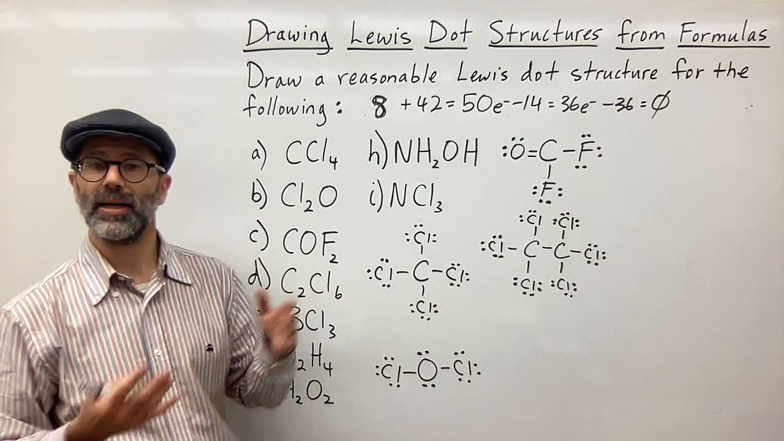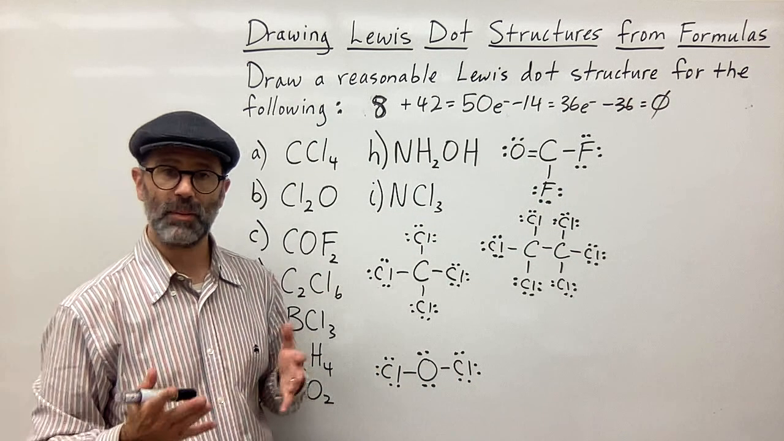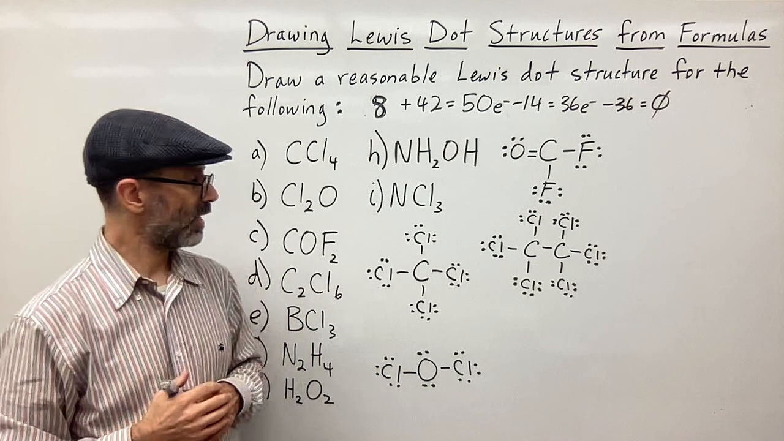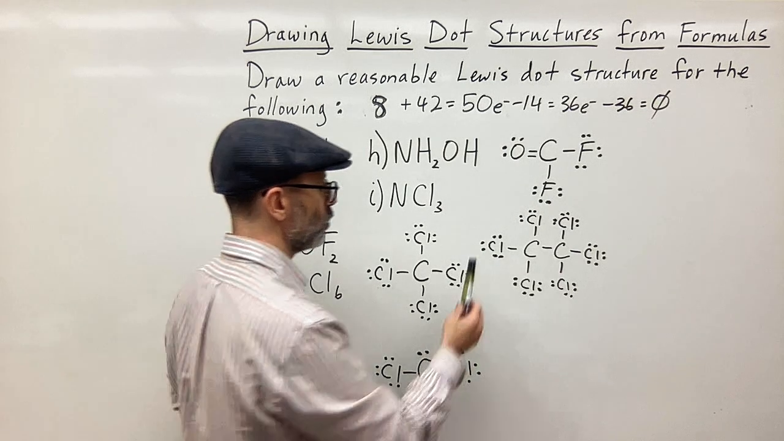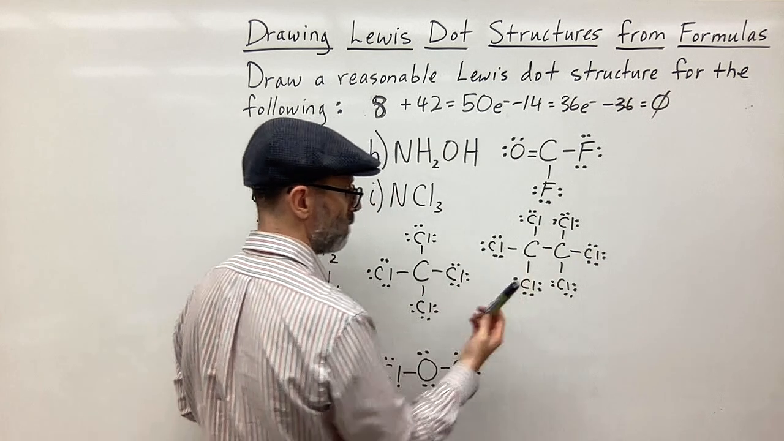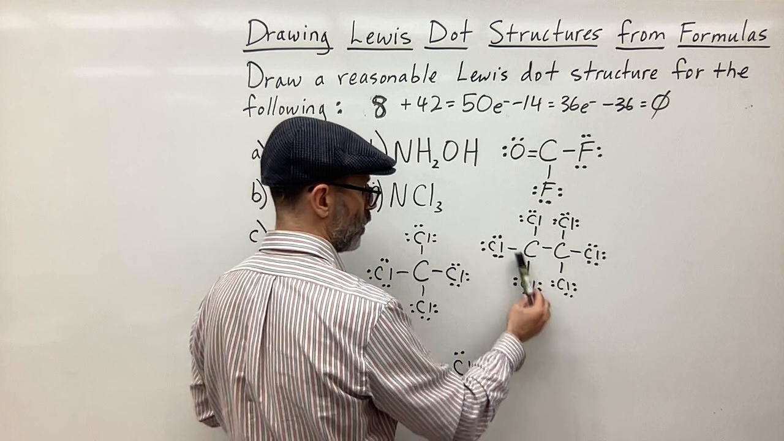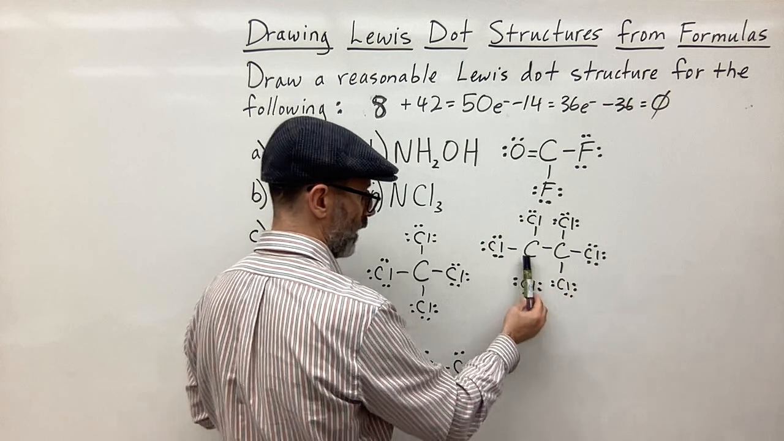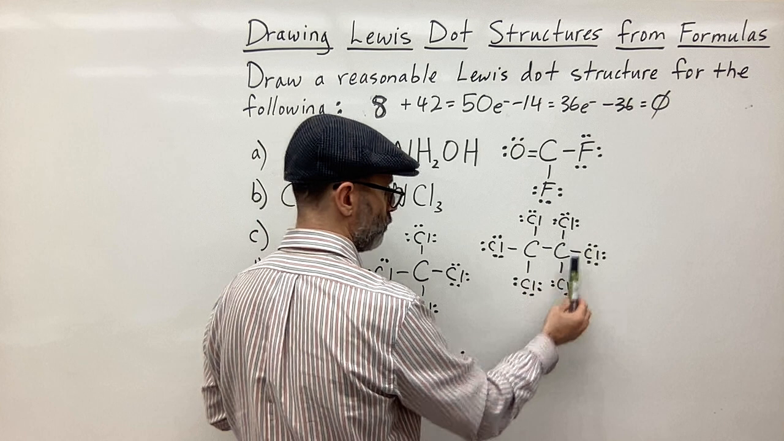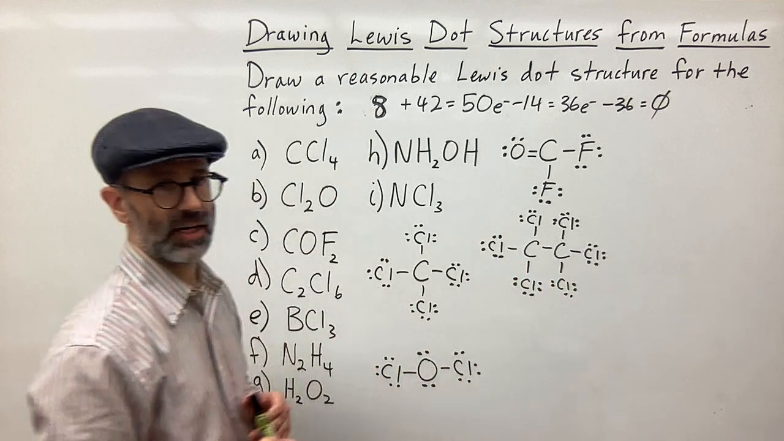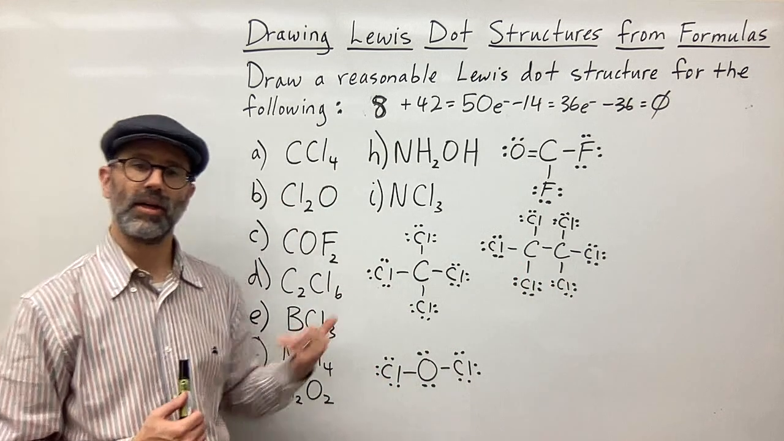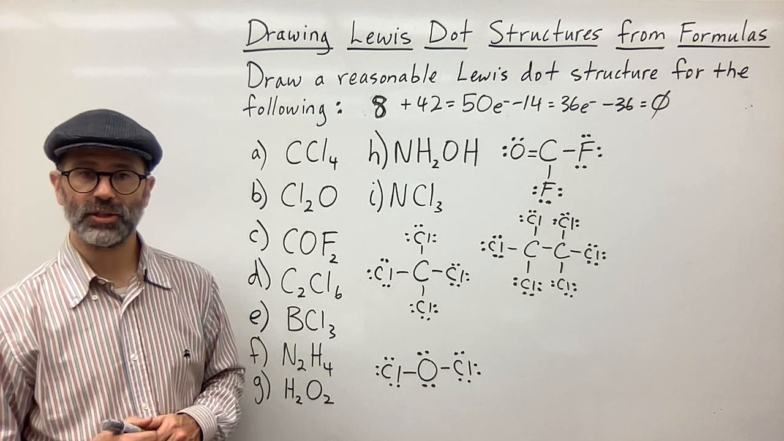At this point, I double check to make sure everyone's happy that needs an octet. So the chlorines all have an octet because we just made that so. Now what about the carbons? The carbons here have 1, 2, 3, 4 bonds for this one. That's an octet. 1, 2, 3, 4 for that one. That's an octet. Everyone has an octet. We're done. That is our Lewis dot structure.